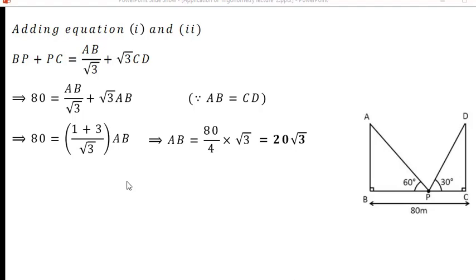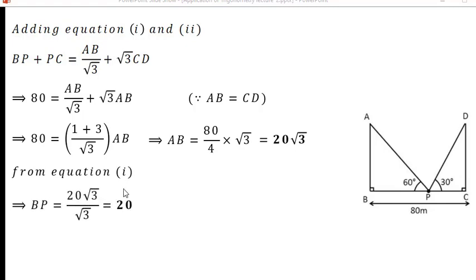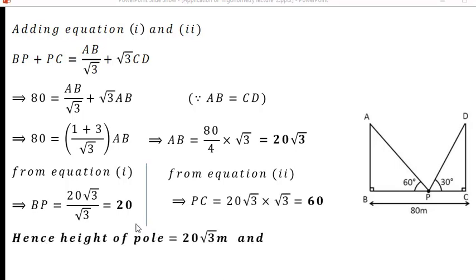Once we have the value of AB, the value of BP and the value of PC can be found out from equation 1 and 2. So from equation 1, BP is equal to 20 root 3 divided by root 3. Okay, it is AB upon root 3. I got the value as 20 meter. Now BP you got 20 meter, so PC definitely you will get 60 meter, that is 80 minus 20. We can do directly 80 minus 20, or we can use equation number 2 where we have the expression for PC in terms of AB. So PC is equal to 20 root 3 into root 3, which is 60 meter.